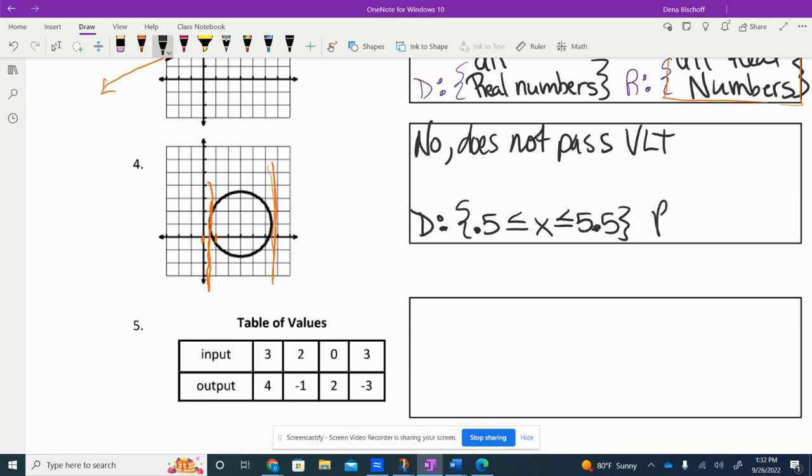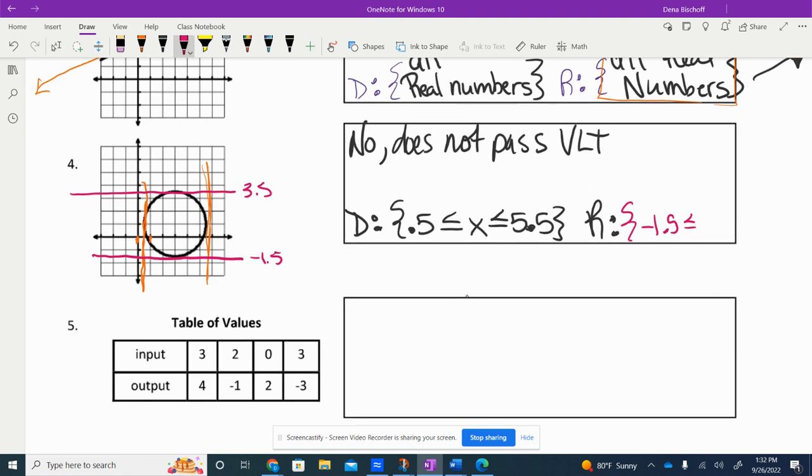And then my range, well, what's the lowest that my range goes? That's negative 1.5. And the highest that my range goes is 3.5. So my range is such that negative 1.5 is less than or equal to y, because those are the values that we're talking about, is less than or equal to 3.5.